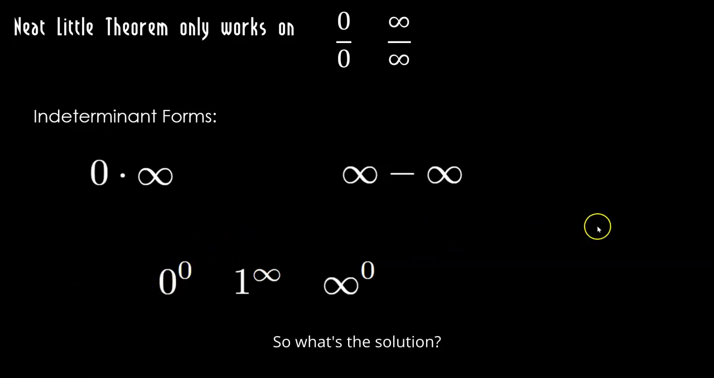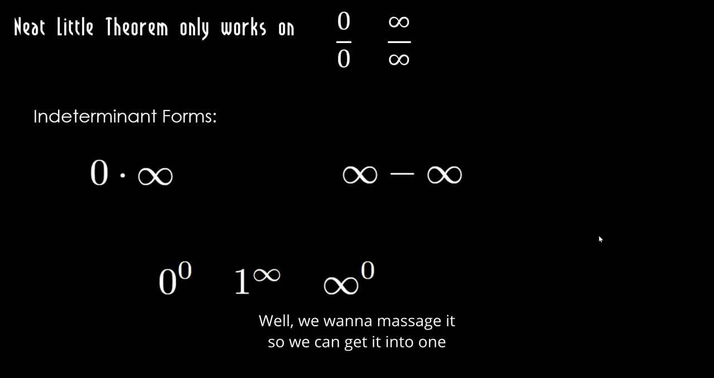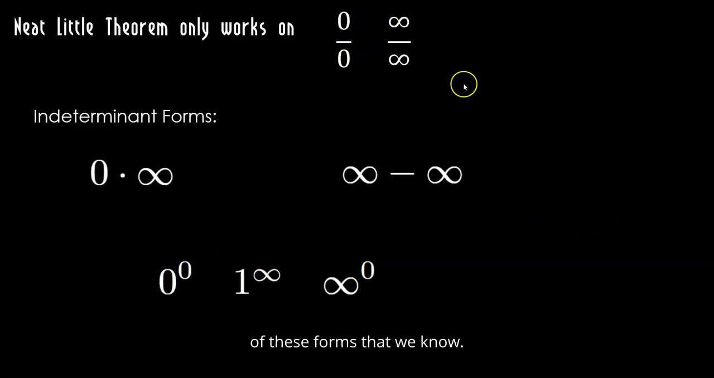So what's the solution? How do we do this? Well, we want to massage it so we can get it into one of these forms that we know. So let's take these one at a time. 0 times infinity. Let's look at the limit as x approaches 0 from the positive side of x times natural log of x. Positive side because you can't approach 0 from the negative side in the natural log. When we do this, I get 0 times infinity.